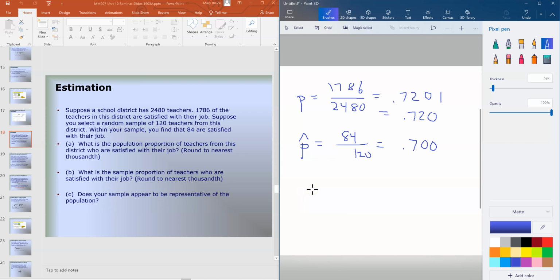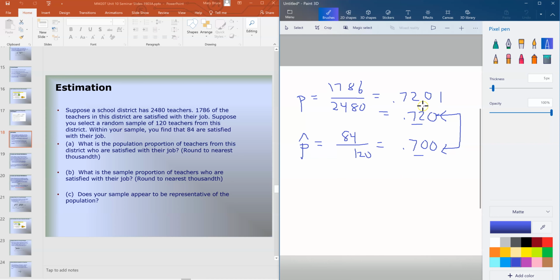And then thirdly, it's going to say, does your sample appear to be representative of the population? Well, certainly the sample size seems big enough. It was 120 teachers for the sample size. But they also, on this question, want you to compare the two numbers. And it's kind of hard to give you a definite answer. I think this part C is a little vague. But just use the guidelines of, if these seem relatively close to you, I mean, 0.7 and 0.72 seem very close. There's only a 0.02 difference. Then you would say the sample does appear to be representative.